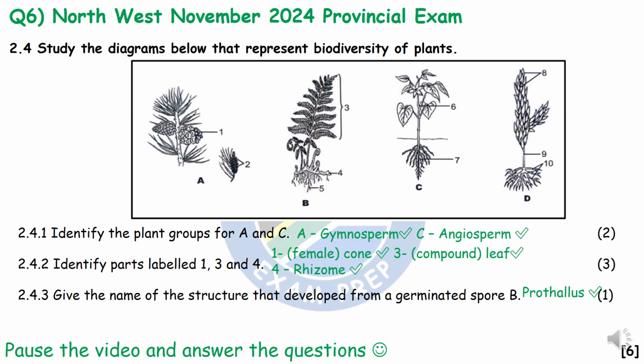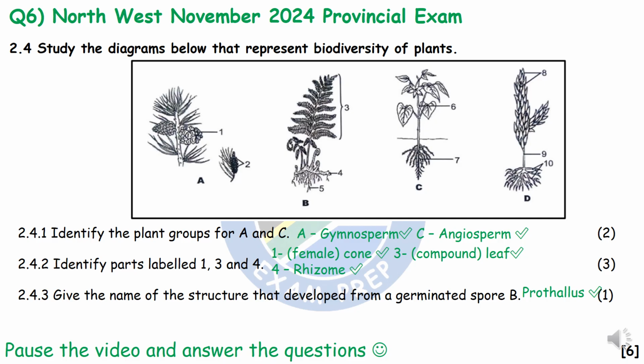So label 1 is the female cone, and it's important to distinguish between male and female cone because label 2 is pointing to a male cone. A very good way to tell the difference is that the female cone is much bigger, whereas the male cone is much smaller. So the cones that you are most familiar with are the female cones. So for this question, you have to specify that label 1 is pointing to the female cone.